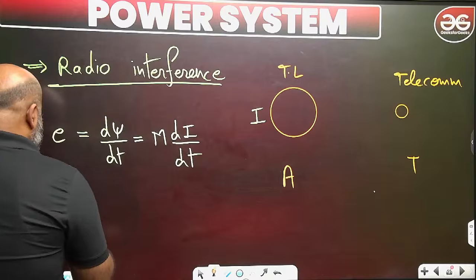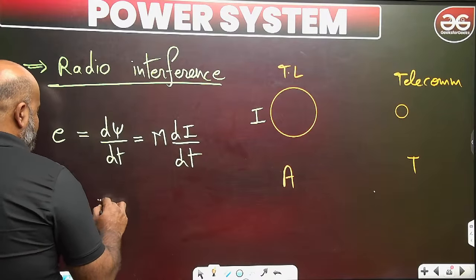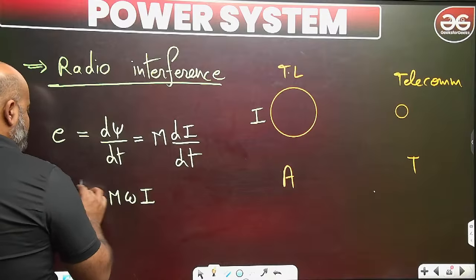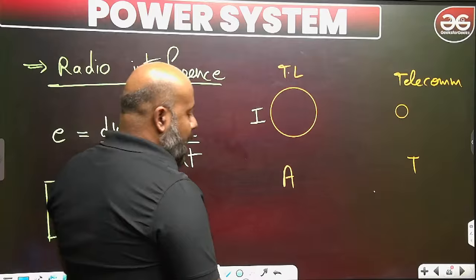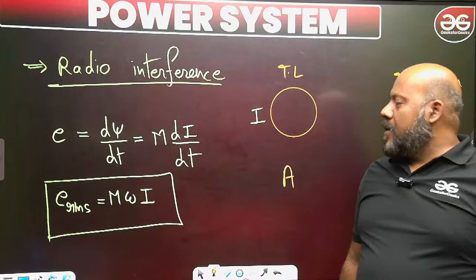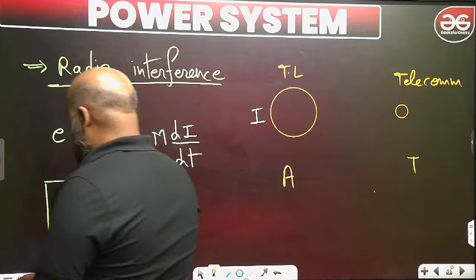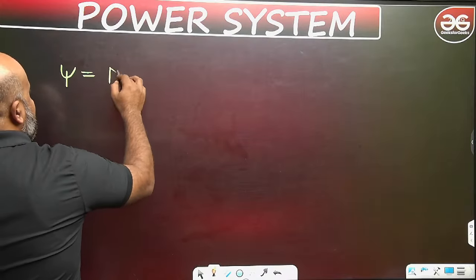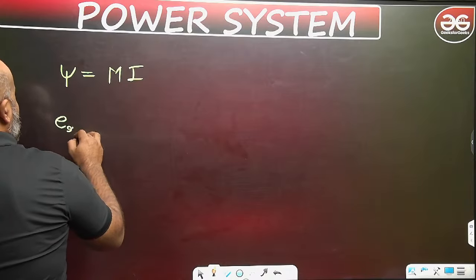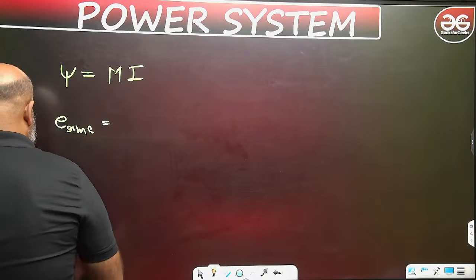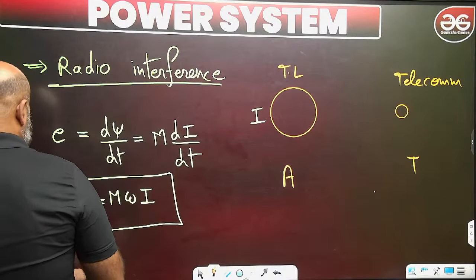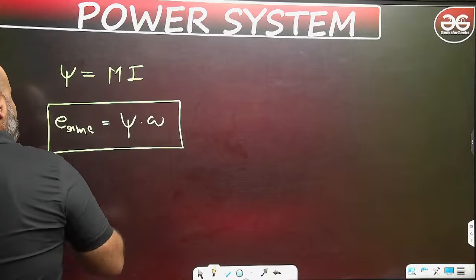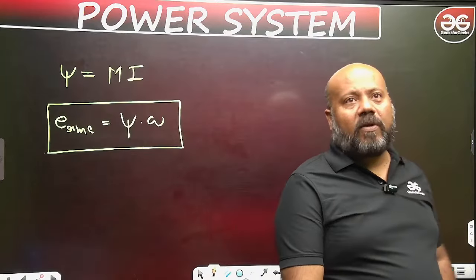Now suppose I write the RMS value, so this is going to be M omega I. Yes or no? M omega I. Now what is MI? Xi, the magnetic flux linkage, is nothing but M into I. So you can write the RMS value of the EMF induced in the telecommunication line, MI is xi, so this is nothing but xi into omega. This is the whole logic.